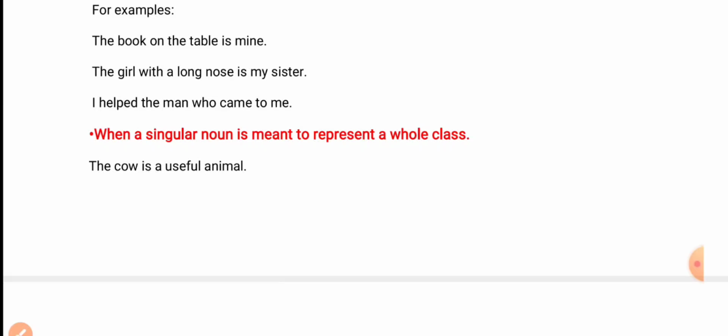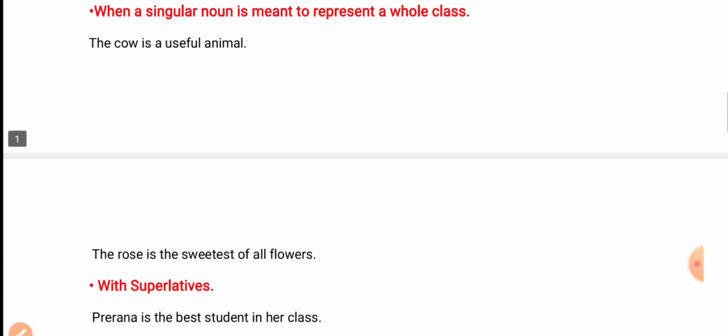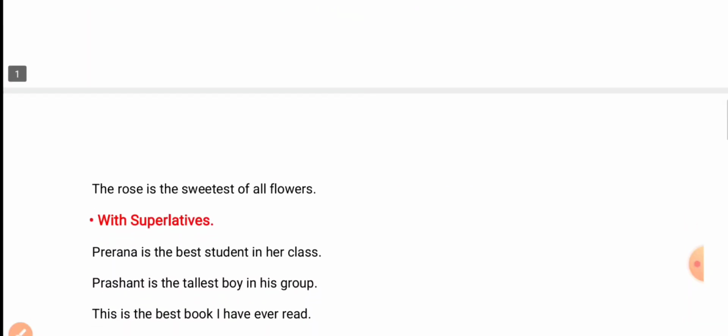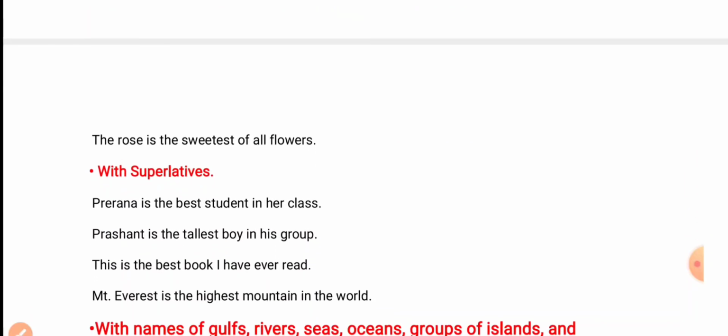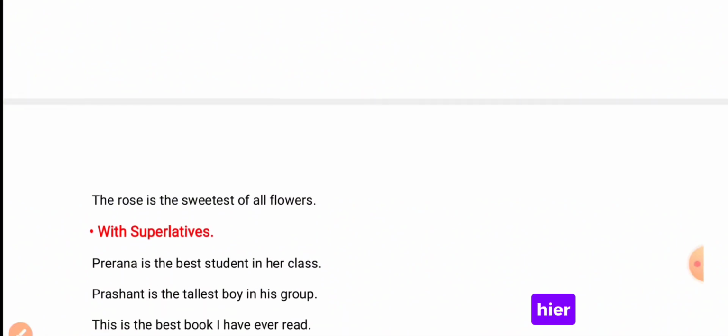Second rule. When a singular noun is meant to represent a whole class, we use the article. The cow is a useful animal. The rose is the sweetest of all flowers. Here, look: a singular noun that is meant to represent a whole class. Here, the cow means all types of cows. In the second example, the rose means all types of roses.